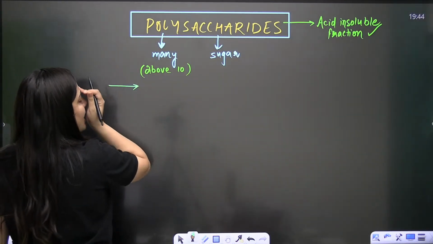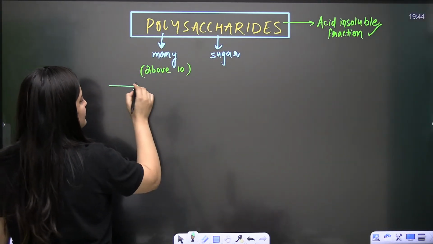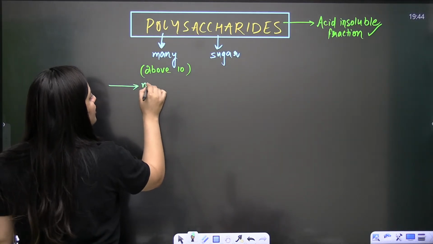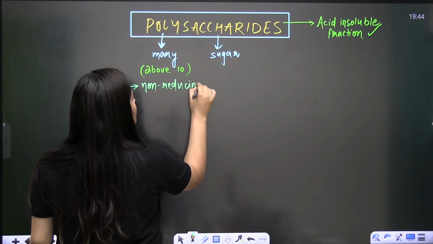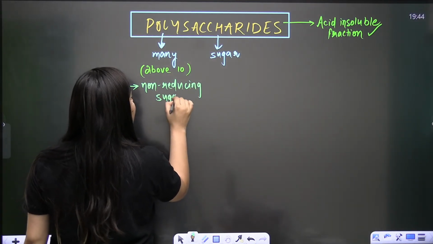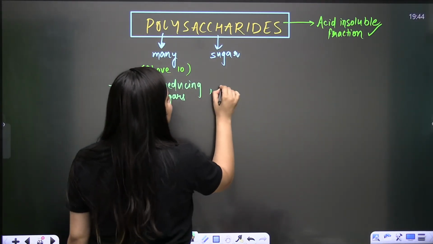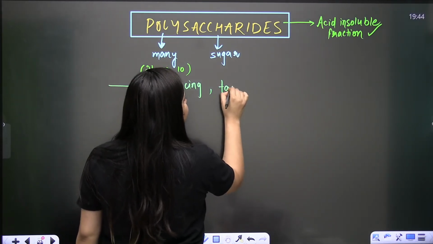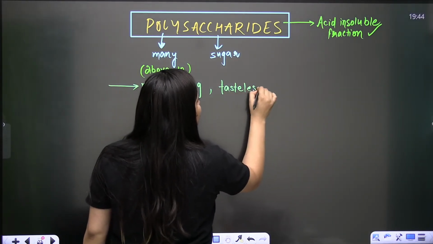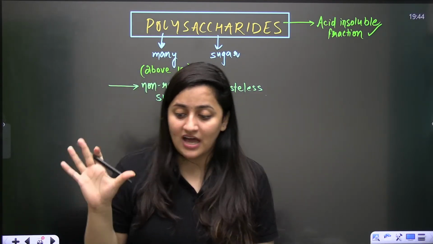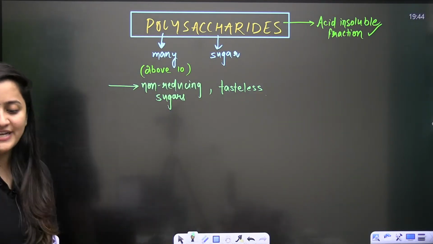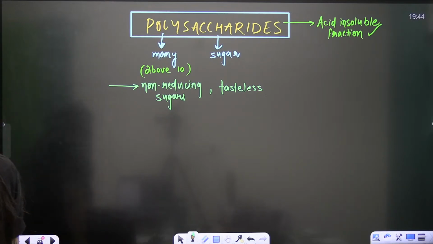Right, bache? So now when you talk about these polysaccharides, they all are non-reducing sugars, bache. And they are not sweet in taste. They are tasteless. Fine. So it's not mandatory that all the carbohydrates are going to be sweet in taste. They are tasteless basically, right?